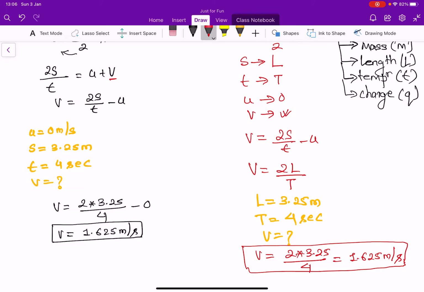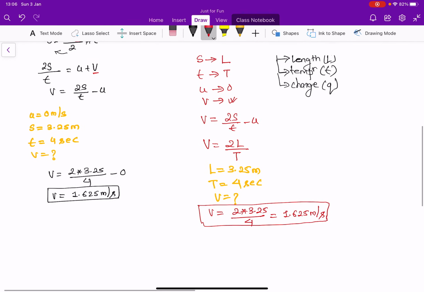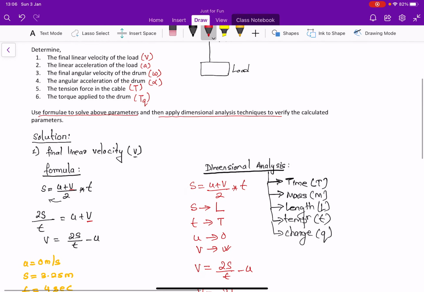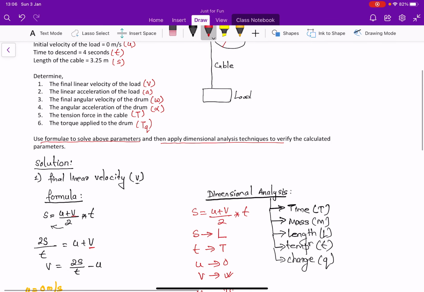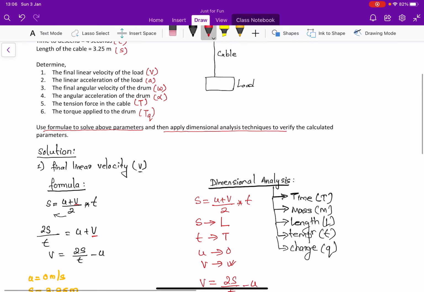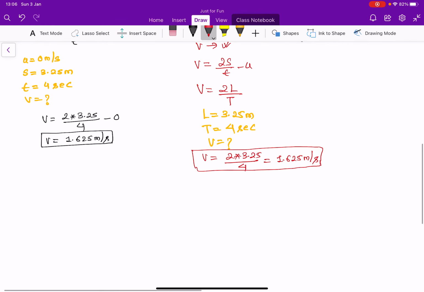Right, now we're gonna go to the next point to calculate, which is linear acceleration. So the second one we're gonna find is the linear acceleration of the load.